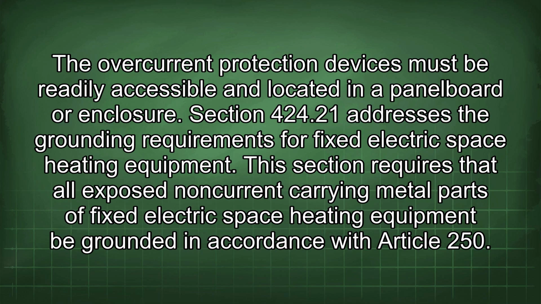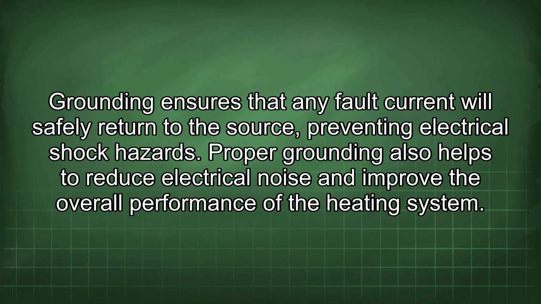Section 424.21 addresses the grounding requirements for fixed electric space heating equipment. This section requires that all exposed non-current carrying metal parts of fixed electric space heating equipment be grounded in accordance with Article 250. Grounding ensures that any fault current will safely return to the source, preventing electrical shock hazards. Proper grounding also helps to reduce electrical noise and improve the overall performance of the heating system.